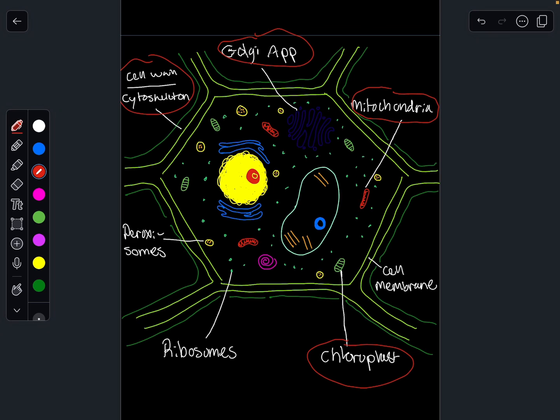The next thing I want to talk about would be the ribosomes. They're technically just a protective barrier, and they separate the cell's interior from the external environment, and they control the passage of substances in and out of the cell. So, yep.